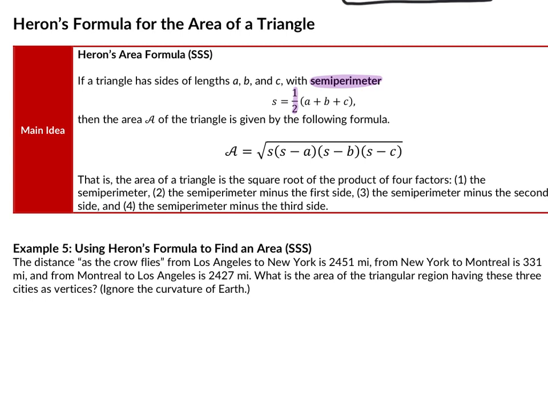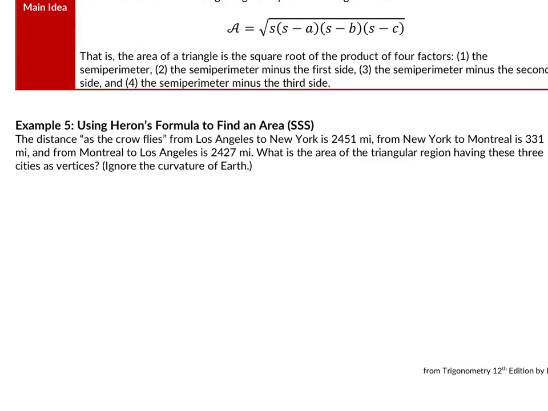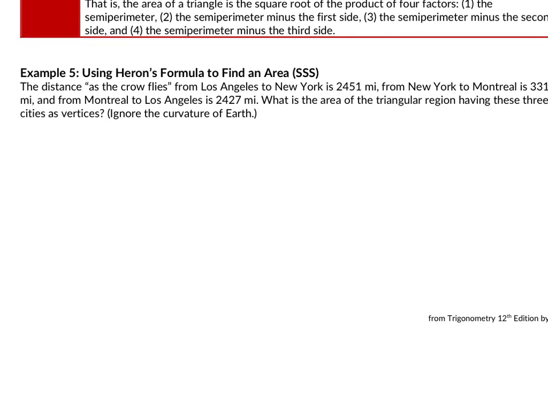The area of the triangle is given by the formula area equal to the square root of semi-perimeter times the semi-perimeter minus A times the semi-perimeter minus B times the semi-perimeter minus C. But you're given A, B, and C, so this is really just a calculation problem. There's not anything you're solving for. You're just finding the semi-perimeter, plugging stuff in, and calling it a day. So let's use Heron's formula to find the area of something side, side, side.